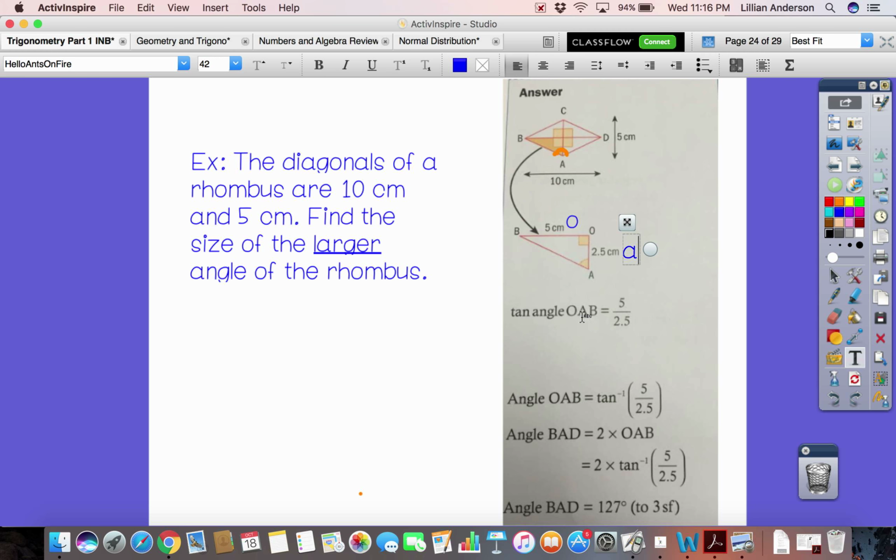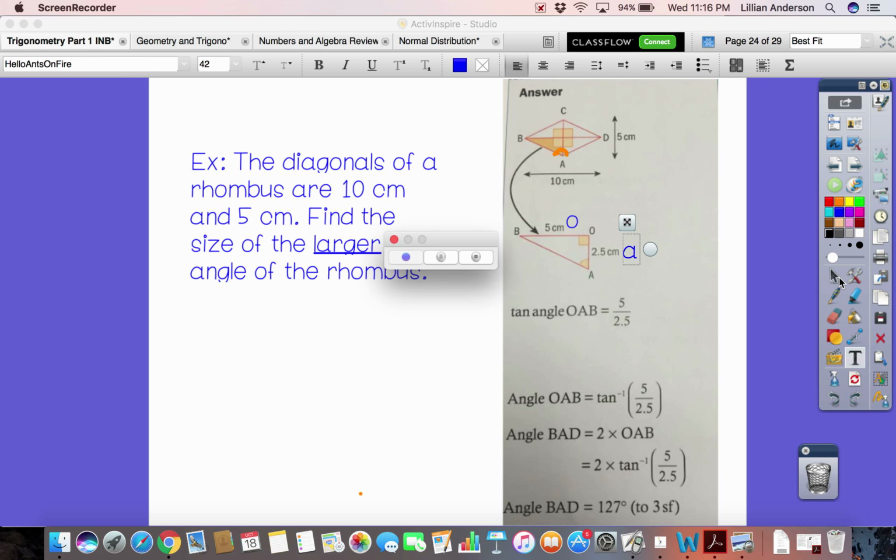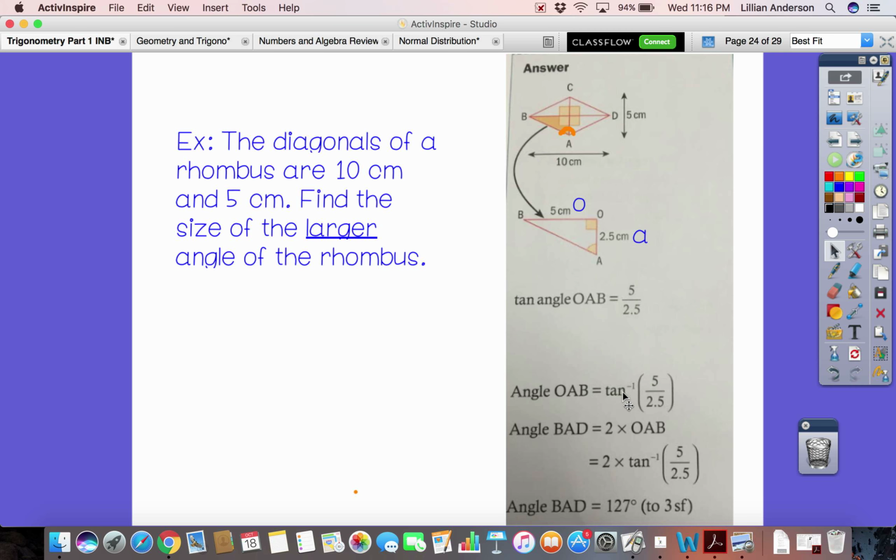So the tangent of angle OAB is equal to 5 over 2.5. And then from there, remember whenever you're looking for an angle, you would end up doing the inverse of that trig function, and you basically type it into your calculator. That would give you the measure of angle OAB. Because we're looking for the measure of the larger angle, we just have to double it. So we just multiply it by 2. And at that point, that is when we round to 3 significant figures.